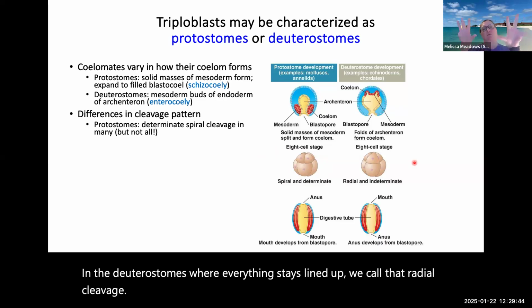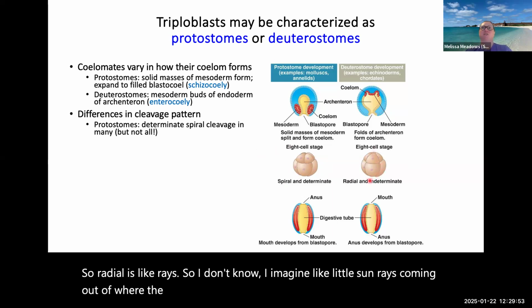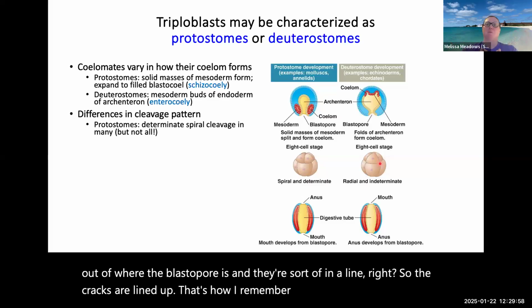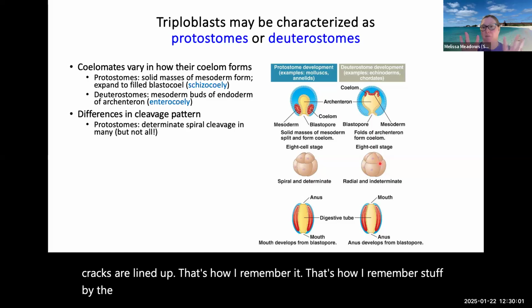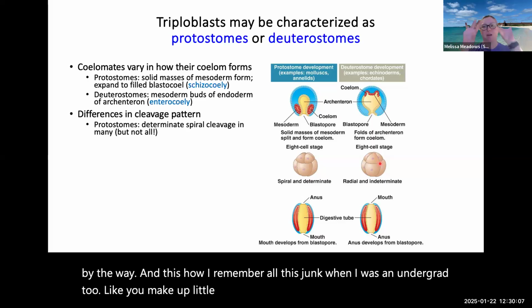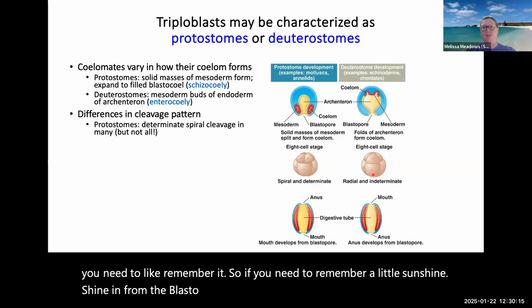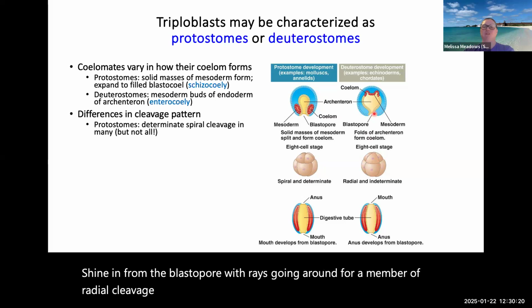So radial is like rays. So I imagine like little sun rays coming out of where the blastopore is, and they're sort of in a line, right? So the cracks are lined up. That's how I remember it. This is how I remember stuff, by the way, and this is how I remembered all this junk when I was an undergrad too. You make up little mnemonic devices or whatever you need to remember it. So if you need to remember a little sunshine shining from the blastopore with rays going around to remember radial cleavage in deuterostomes, then yeah, by all means.